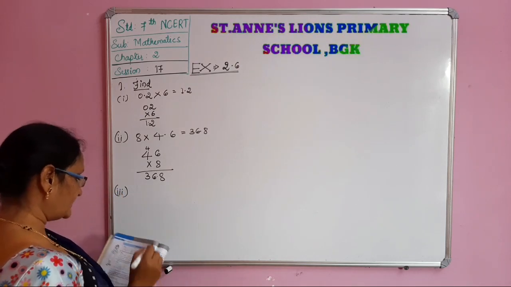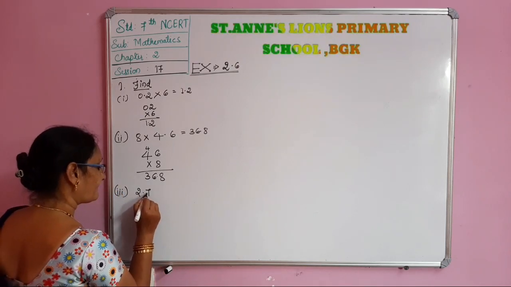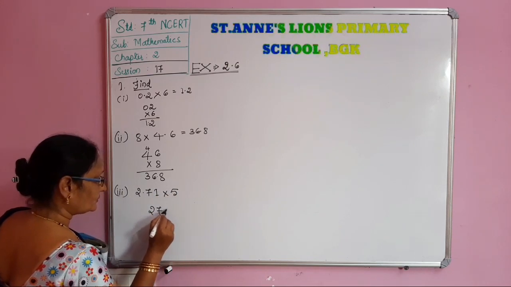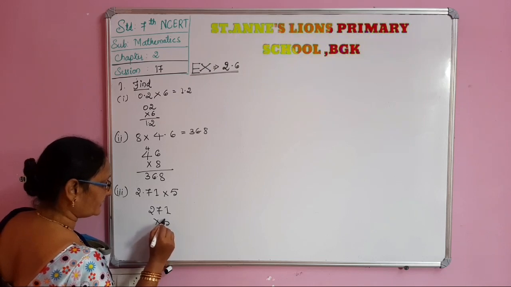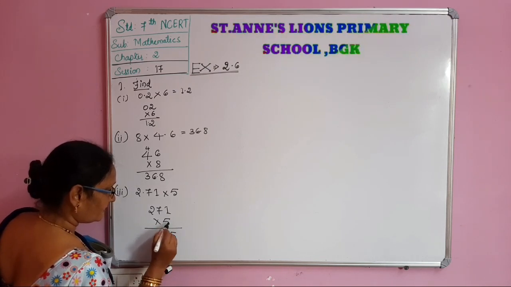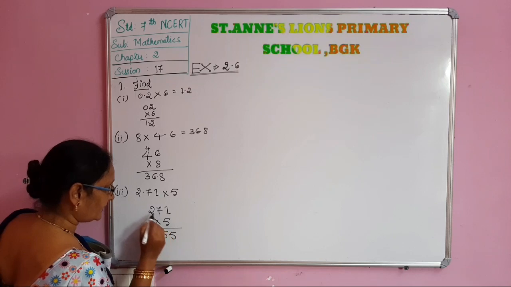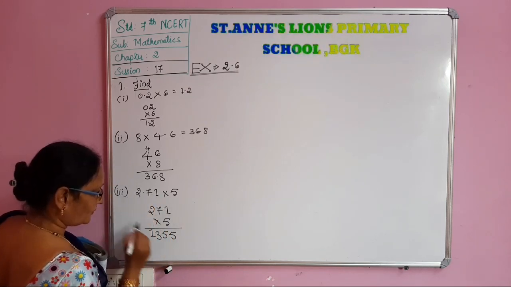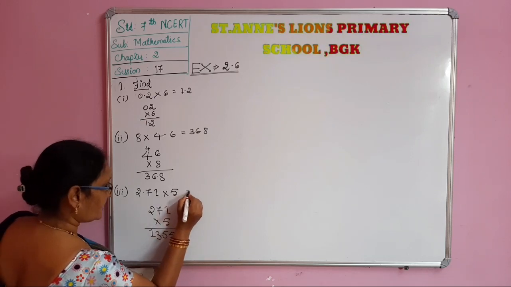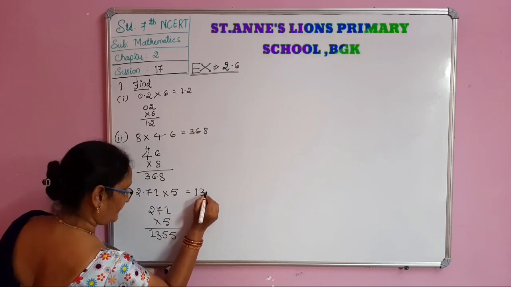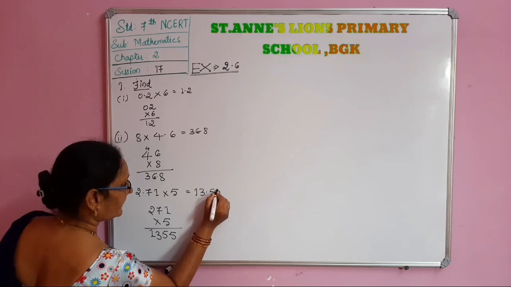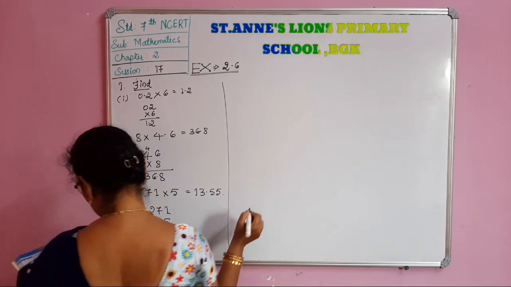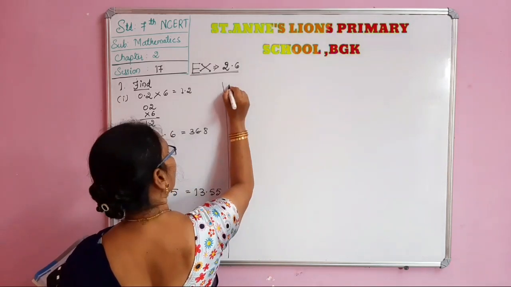Then 2.71 into 5. See, 271 into 5. 5 ones are 5, 5 sevens are 35, carrying 3, 5 twos are 10 plus 3, 13. After how many places? 1, 2 places. So the answer is 13.55. I hope you understood.